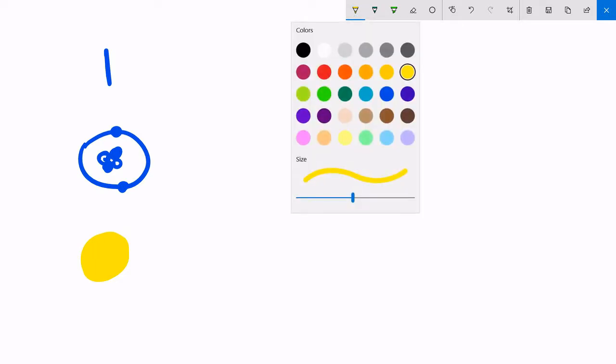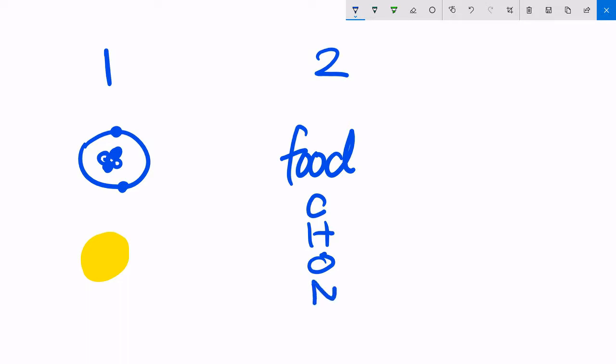Or you can get it from chemical reactions, especially the organisms that live underground, they'll get their energy from chemical reactions. The second important thing that we need is food. Food is only made up of 6 elements: carbon, hydrogen, oxygen, nitrogen, phosphorus, and sulfur. These are the only 6 elements that we'll need for food.